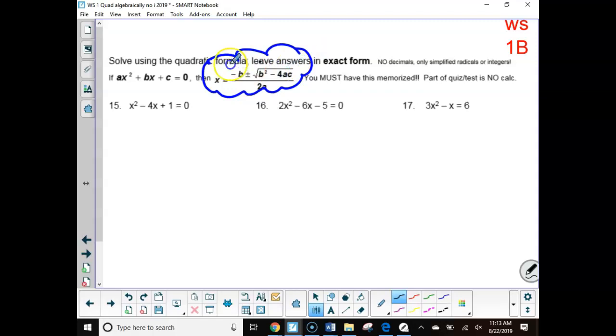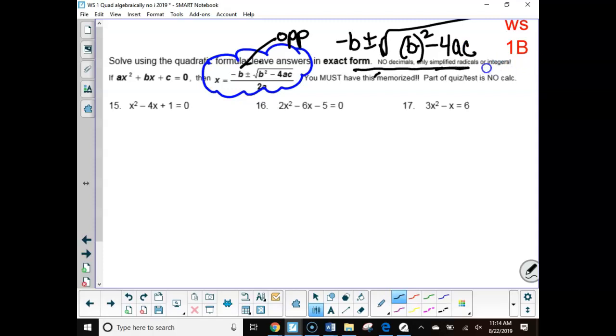When you read it to yourself, I would say the opposite of b. You can say negative b, but just remind yourself it means opposite of. Plus or minus the square root of b squared. Okay, but when you type it in your calculator, because if b is negative, it's going to mess you up, so I always practice parentheses there. Minus 4 times a times c. And then it's all divided by 2a, and remember, that has to be simplified first, the 2a.